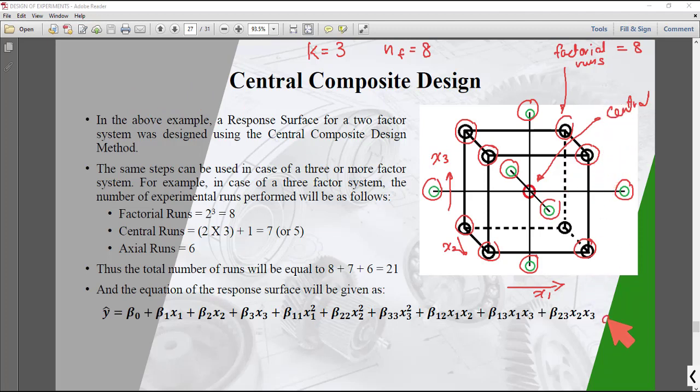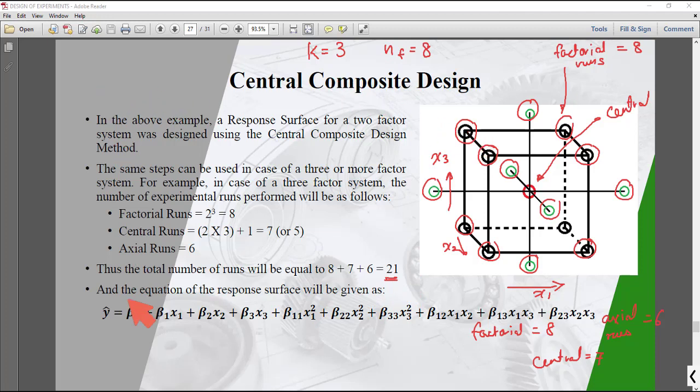Axial runs is 6. Factorial runs, 8. And central runs, as many as you want. Generally it should be 2k plus 1, so it should be 7, but 5 will also do. So what is the total number of runs? The total number of experiments that you have to conduct is 21, right? By conducting these 21 experimental runs, you will find the ideal values of all these three factors x1, x2 and x3, right?